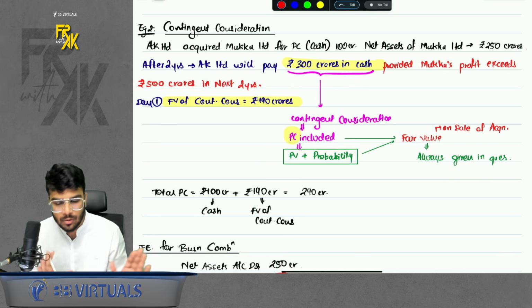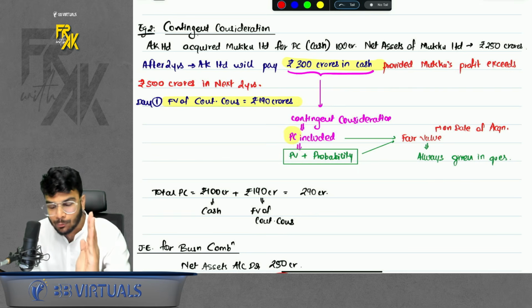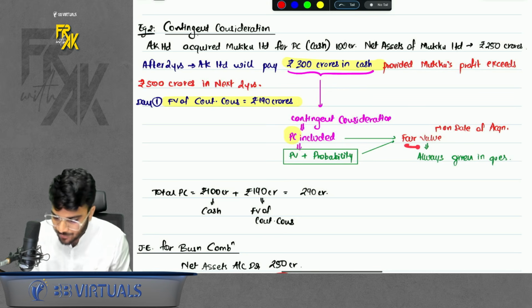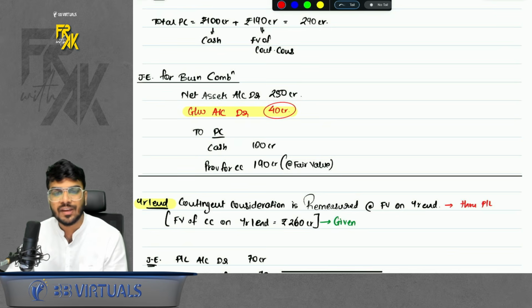Your PC will not change. PC happens only once in life, that is on the date of acquisition. Okay, so PC is calculated only on day one. You include it at fair value in PC. But what will happen with this provision subsequently? What if the fair value changes?